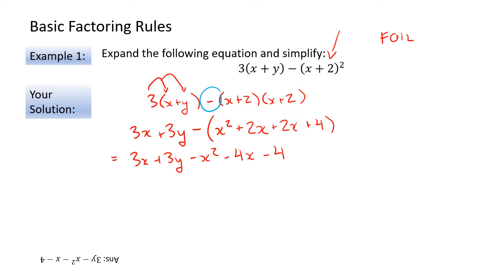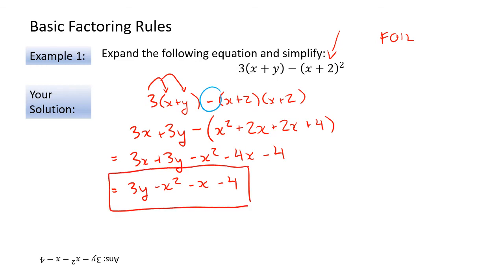So now you can see we can collect some like terms here. We have a 3x and a negative 4x that can be combined because they have the same term. If we do that, we have 3y minus x squared. Then we have 3x minus 4x, which is just minus x, minus 4. And we can't simplify that any further because none of the remaining terms are alike. This one has a y, this one has an x squared, this one has an x, and this one is just a constant.